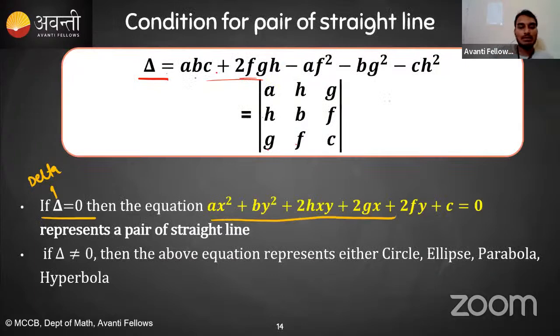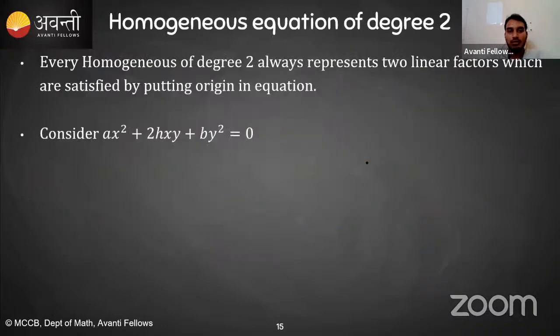So a general equation of degree 2 will represent a straight line when delta is 0, meaning abc plus 2fgh plus af square minus bg square minus ch square is 0. Clear? So let's proceed further.